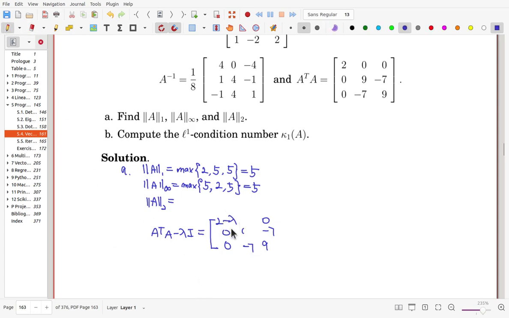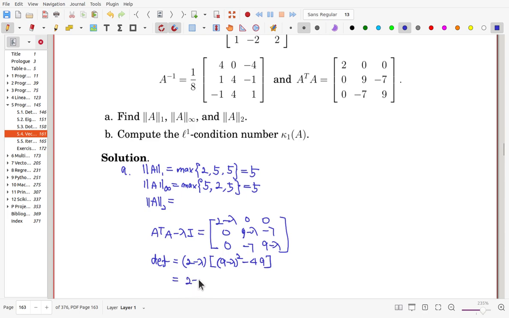Okay, here we have 0 and that is 9 minus lambda, right? Again, this is 9 minus lambda. Now we take the determinant of the matrix by cofactor expansion. From here we have 2 minus lambda, and the corresponding cofactor will be the determinant of that portion. So that is the same as here, 9 minus lambda squared, AD minus BC, now 49.